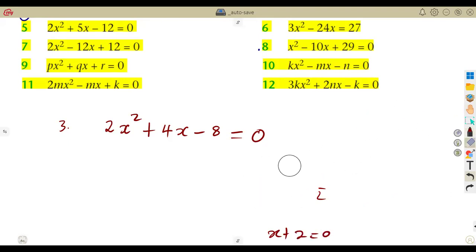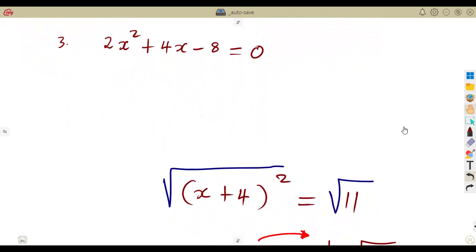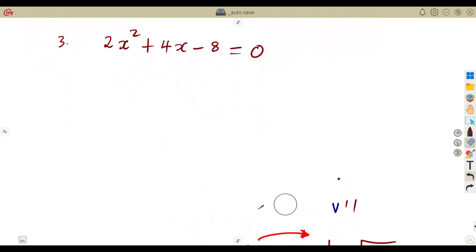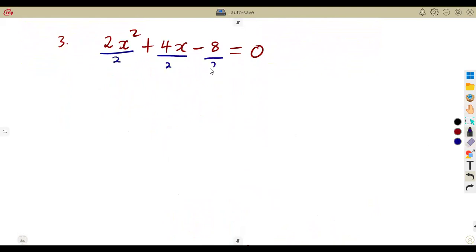So this is the same situation as the question that we are given here. We can see that 2 is common, so you can simply divide each and every term. Instead of factoring out the 2, you can divide by 2. In this case, working with an equation, you are allowed to do that. So what are we going to have at the end? That is going to give us x squared, 4x divided by 2 is going to give us 2x, and minus 8 divided by 2 is going to give us minus 4.